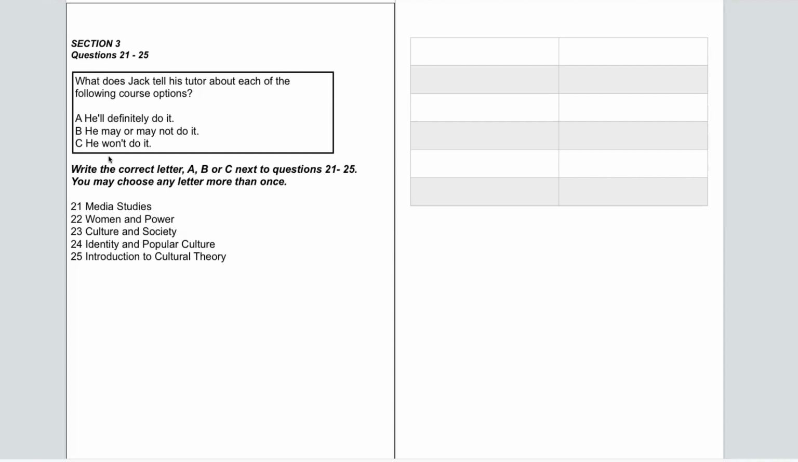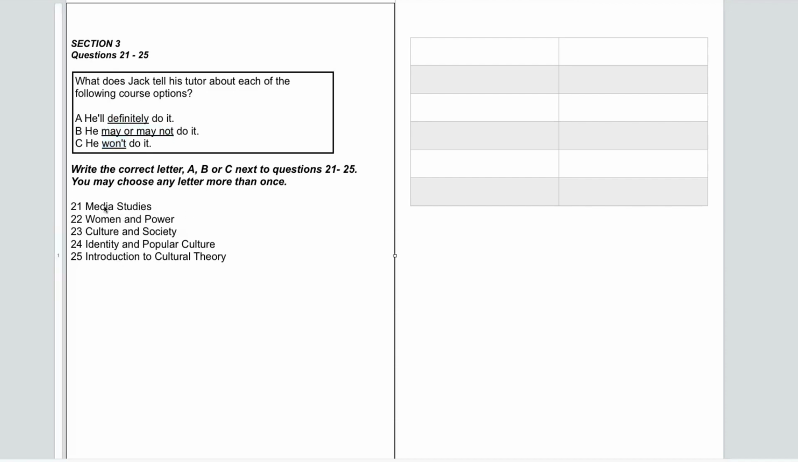All right, let's go ahead again and now underline our key words. This question isn't really necessary to underline. We just really need to listen for what Jack says about course options. These are clearly courses, so I wouldn't underline anything here. I don't want to waste time with that. What I do want to emphasize here is the probability. So there are words like definitely, and then we have may or may not, and won't.